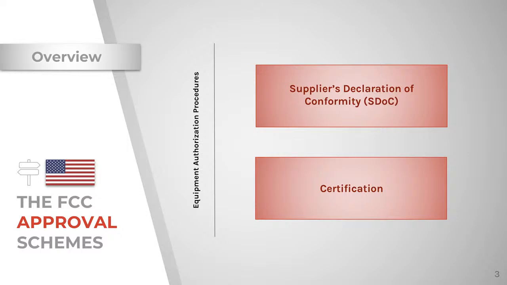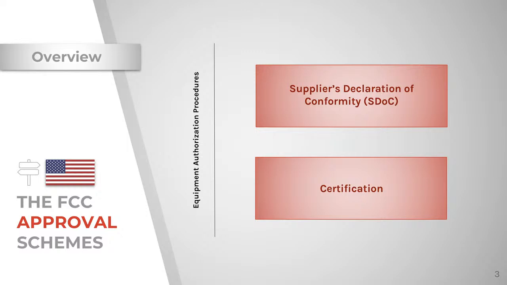The FCC has two different approval procedures for equipment authorization, and that's certification and supplier's declaration of conformity, SDOC. The required procedures depend on the type of equipment being authorized as specified in the applicable rule parts. In some instances, a device may have different functions, resulting in the device being subjected to more than one type of approval procedure. Let's start with certification.